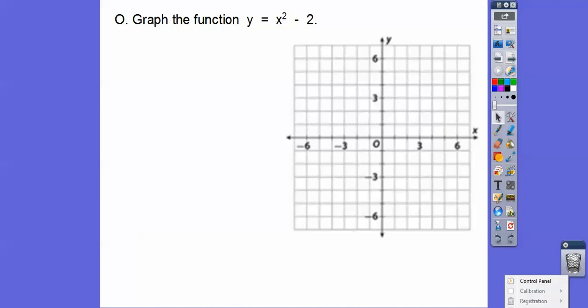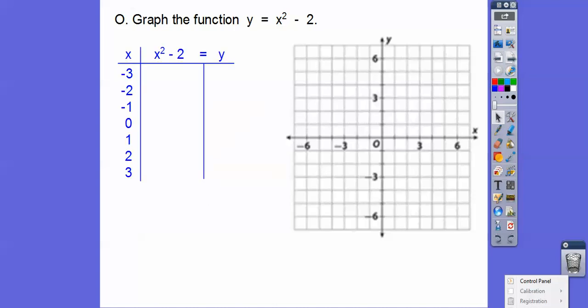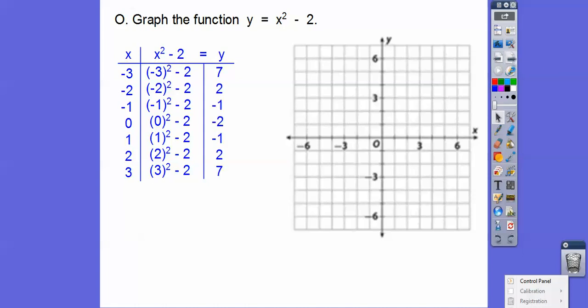So this one we're going to connect all the points. Let's write an x. We'll just pick some x's, negative 3 through positive 3, and we'll plug them in right here. So negative 3 squared minus 2, negative 2 squared minus 2, all of these x's. Negative 3 squared is 9. 9 minus 2 is 7. This is 4. 4 minus 2 is 2. And then 1 minus 2 is negative 1, and so on.